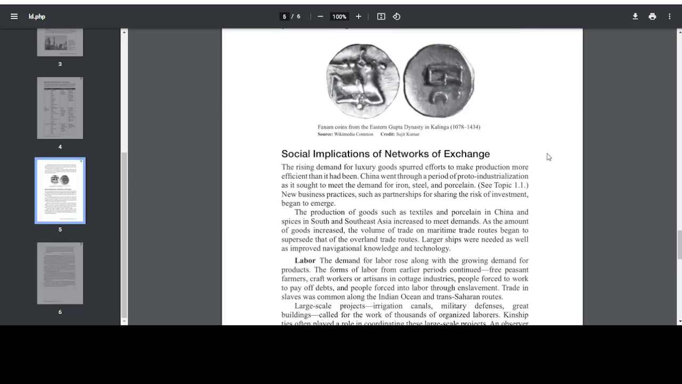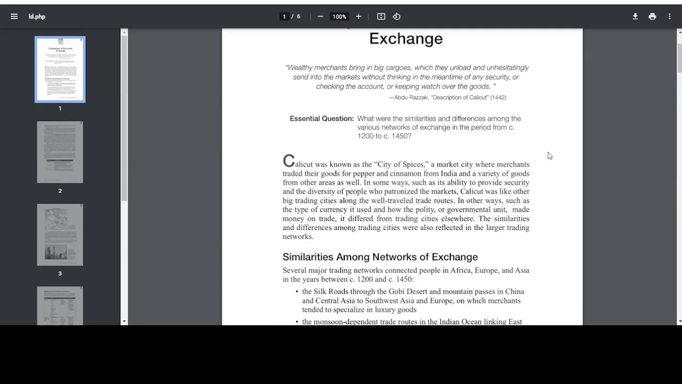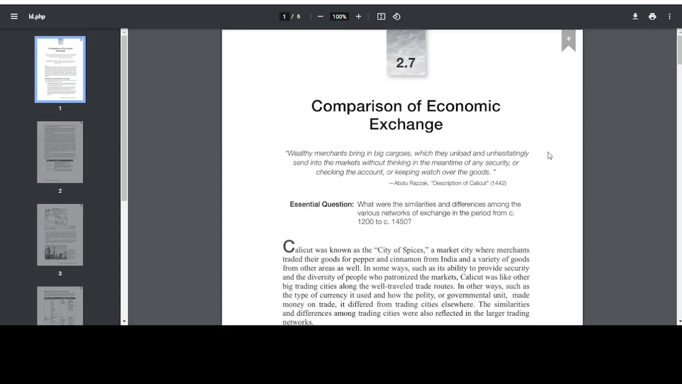And ladies and gentlemen, that concludes Unit 2, Chapter 2.7. I hope you all enjoyed the reading as much as I did, and now it's time to share some thoughts. So, the first thing I'm going to say is that the essential question did kind of answer itself here within the reading.